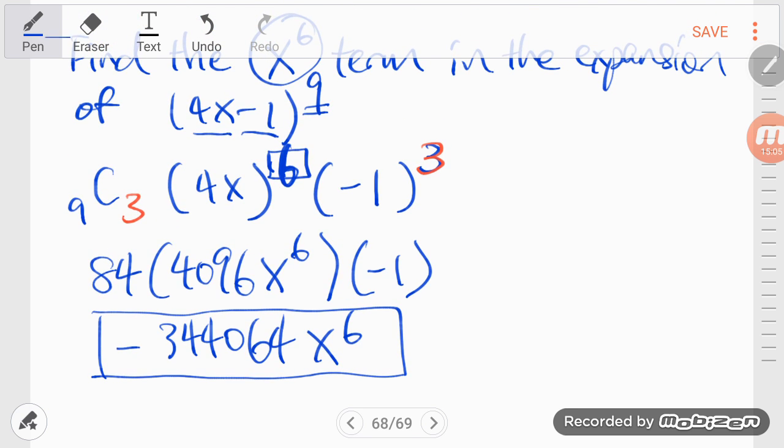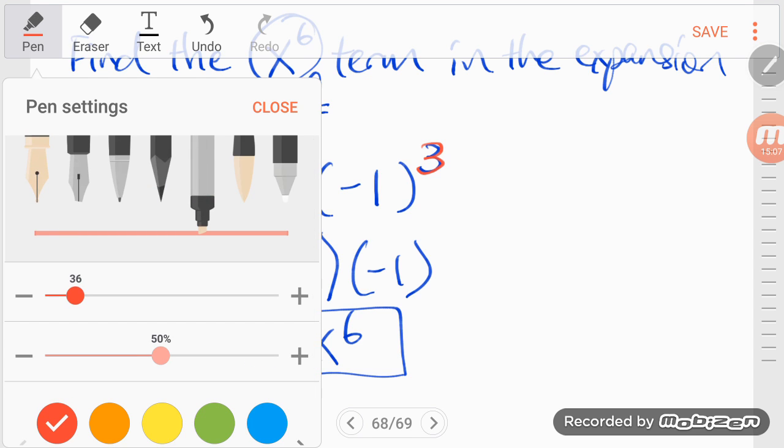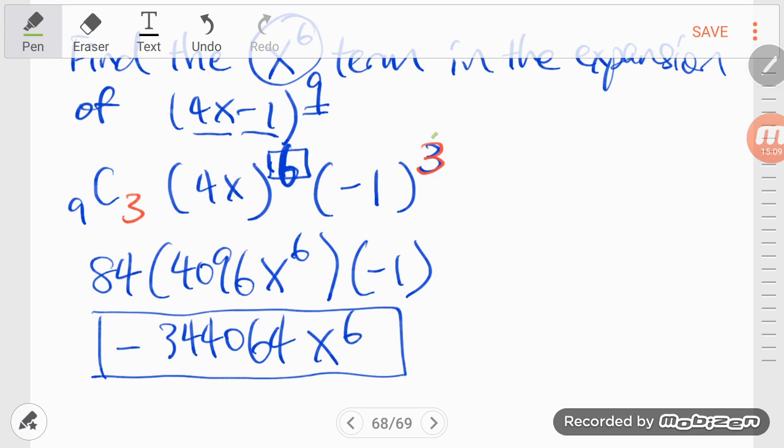Okay, so this connection here, let me use a different color. Here, where the exponent of my second term has a link with the r in the nCr, when you are solving questions. Okay, now I want to point out one last thing.